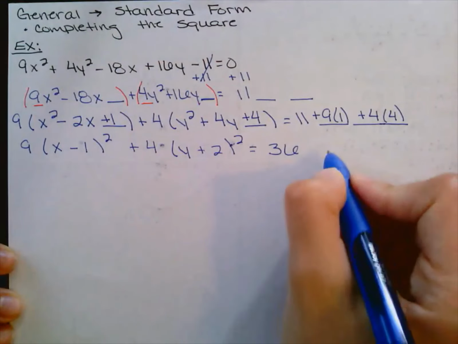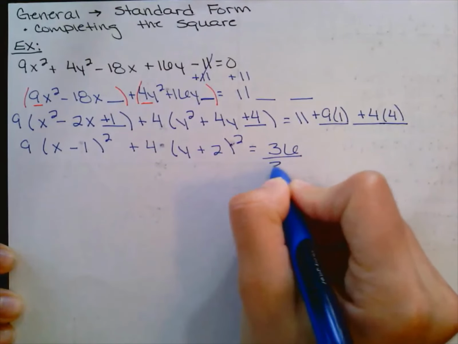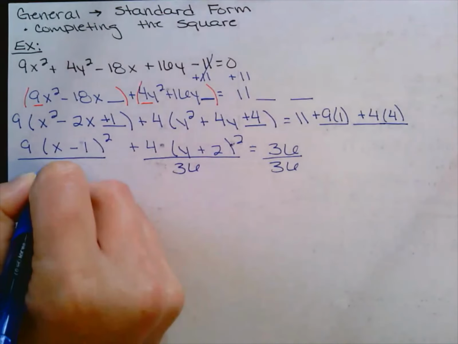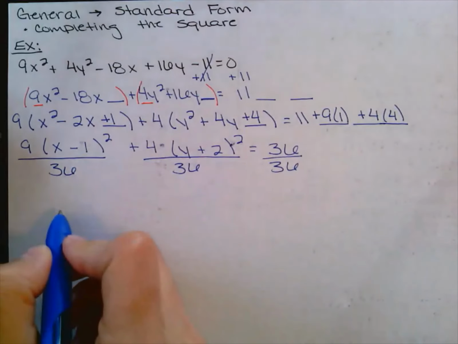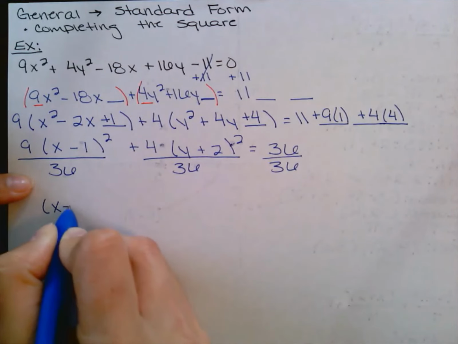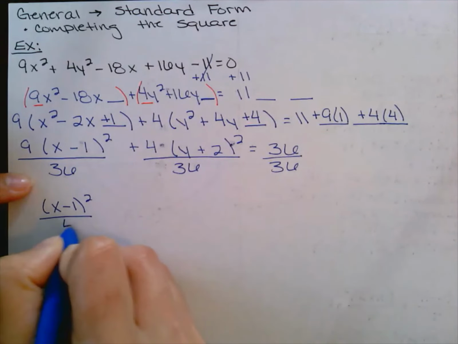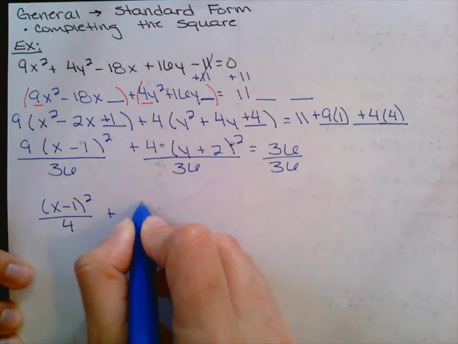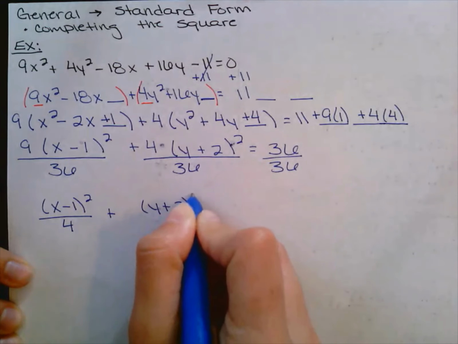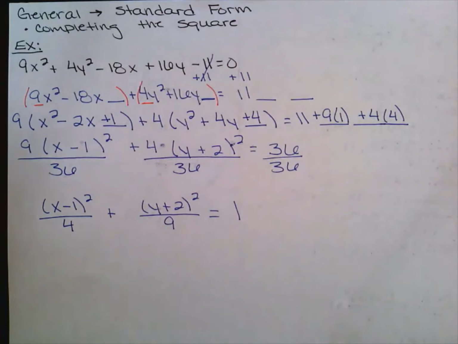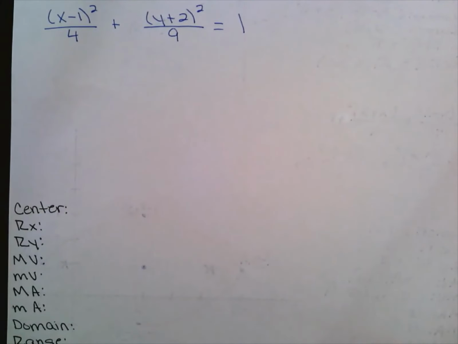So now, this is 36. I'm going to divide it over. Okay, now we said that 9 over 36 can reduce to 1 over 4. So I'm going to have x minus 1 squared over 4. And then 4 over 36 can reduce to 1 over 9. So I'm going to have y plus 2 squared over 9 equals 1. And now my equation is ready to be graphed. So go ahead and pause and try and graph that one.